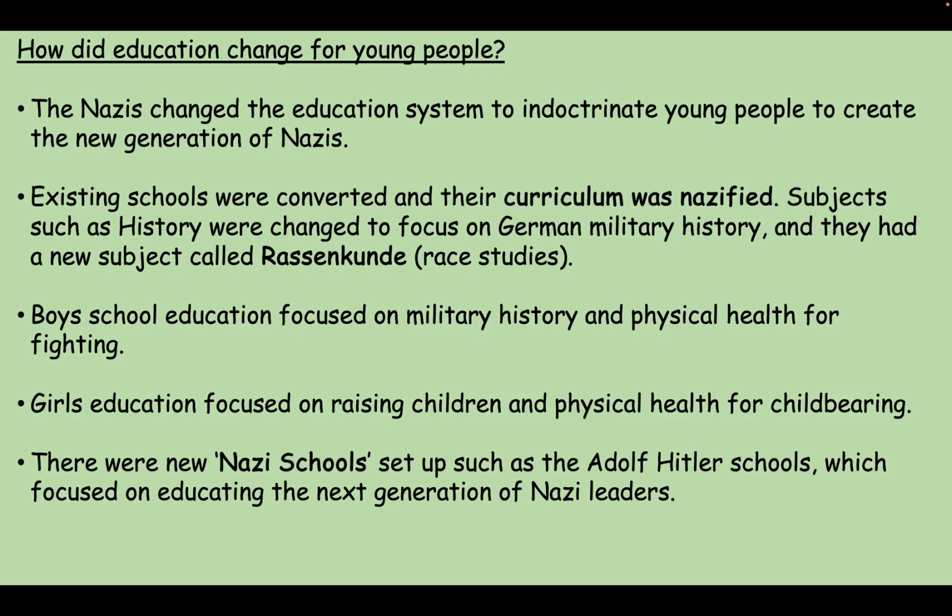Now, education is a key part of the Nazis changing the lives of young people. The Nazis knew that if they were to build a Germany to last a long time under the Nazis, they needed to use the education system to indoctrinate young people, to create a new generation of Nazis. So the existing schools, the regular schools in the country, were converted, and their curriculum was Nazified.